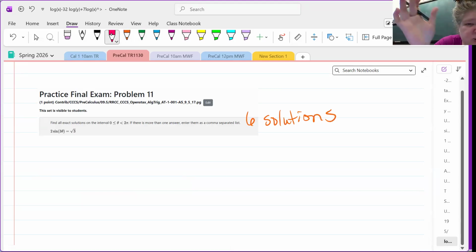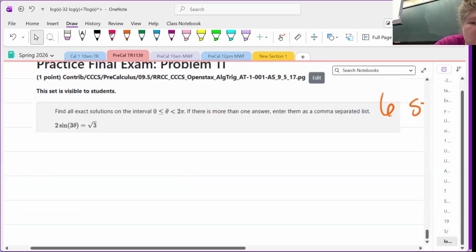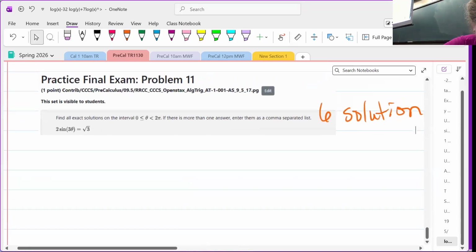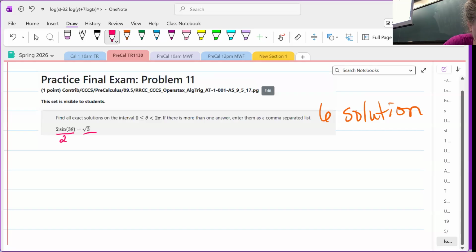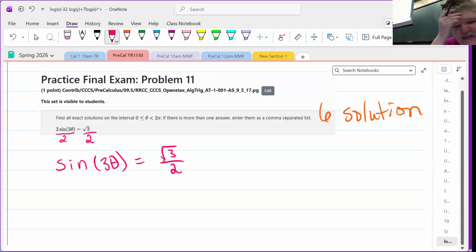Now it won't be 6 on the test because 6 is ridiculously long, but it will be more than 2. So 2 sine of 3 theta equals square root of 3. I'm trying to get theta by itself. So the first thing I've got to contend with is that outermost part, which is the 2. So I'm going to divide both sides of the equation by 2. So I have the sine of 3 theta equals the square root of 3 over 2.